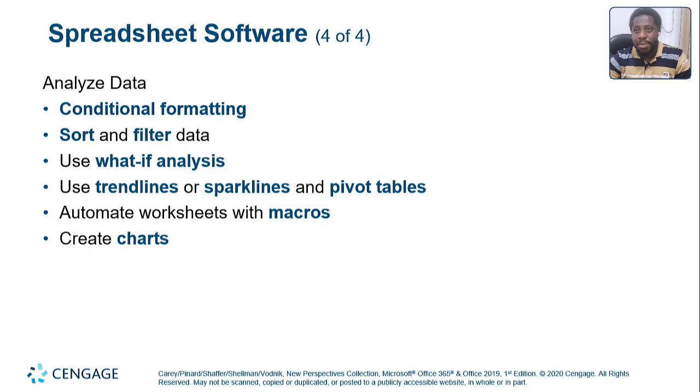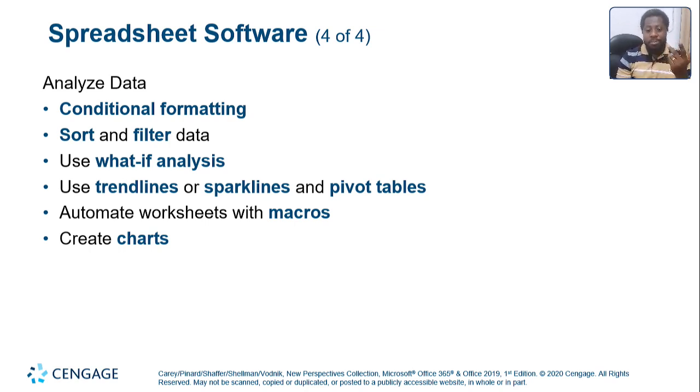So we should have conditional formatting. For example, if there are duplicates in a set of data, we should be able to use conditional formatting to determine and highlight the ones that are probably duplicated and others that are not duplicated. We should be able to sort and filter data.